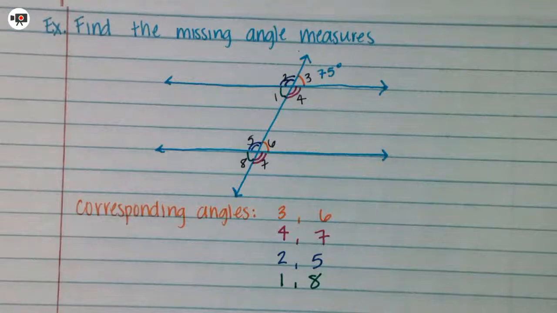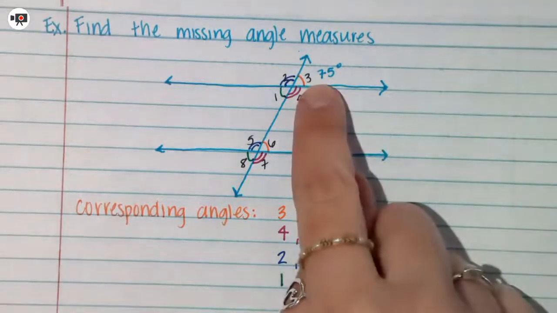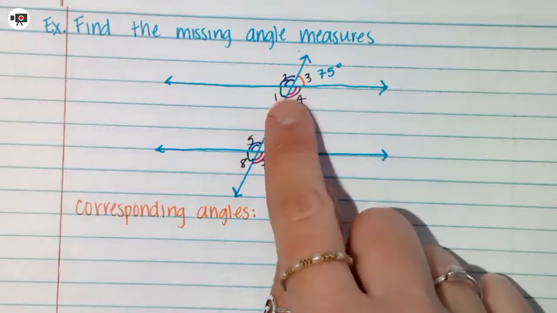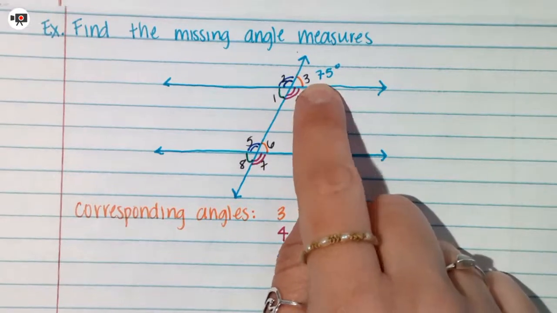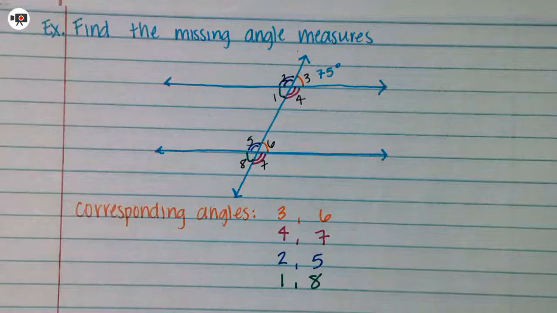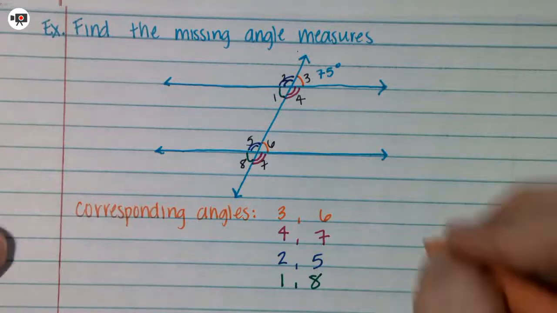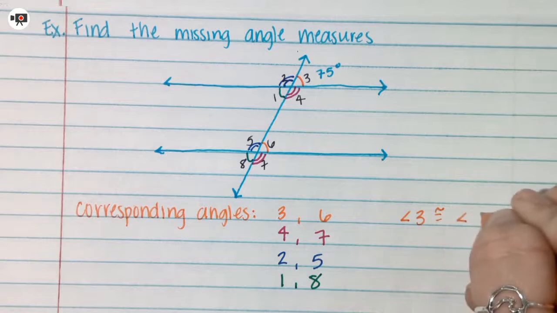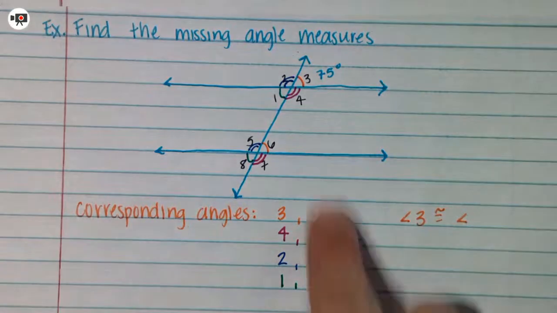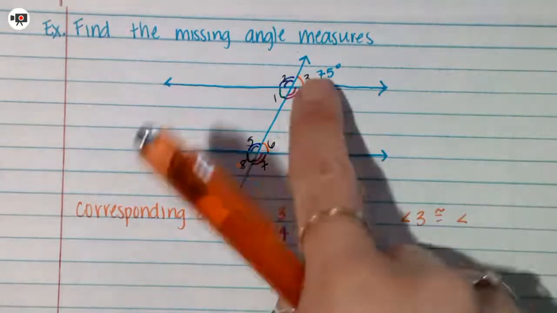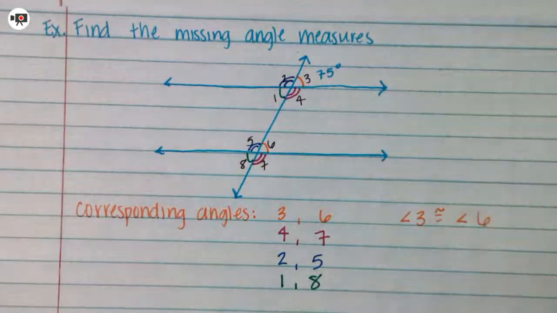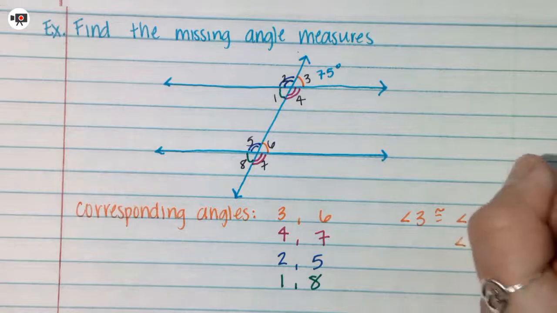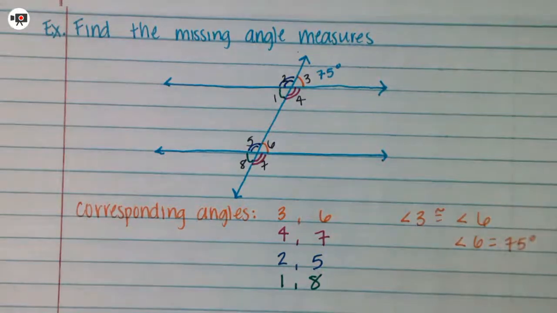So I know those. So if angle 3 is 75 degrees, and it corresponds to angle 1, we know angle 1 and 3 are congruent. Corresponding angles are congruent. So we know angle 3 is congruent to angle 6. We know these are congruent. And so angle 3 is 75, so angle 6 is 75 degrees.